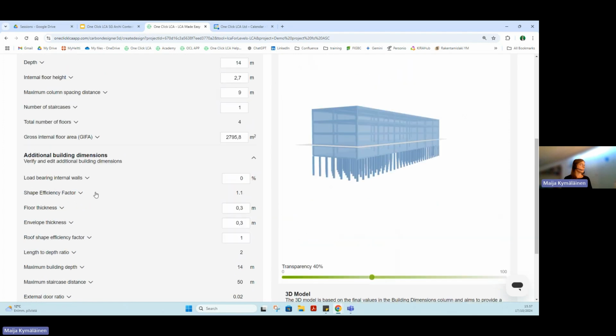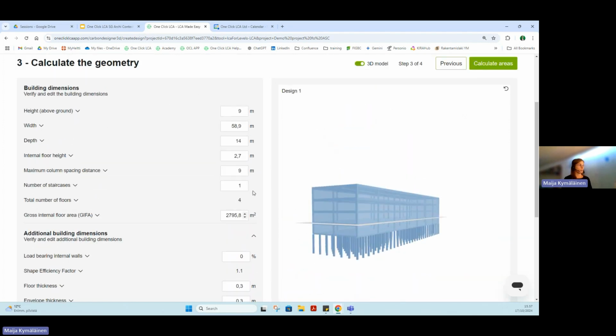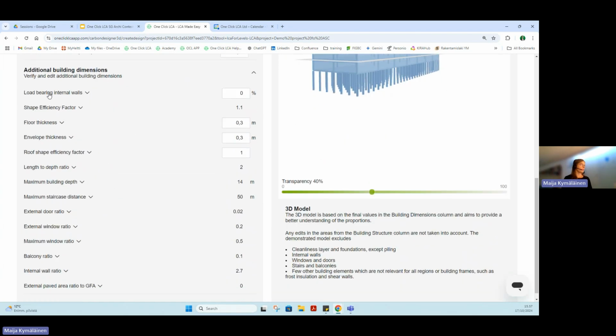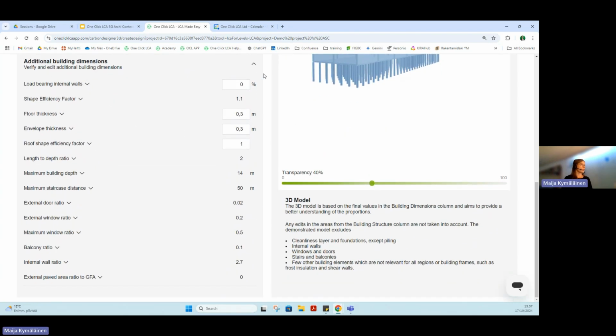So here you can change these numbers how you want. There's width, depth, internal floor height, and so on. So you can make it more narrow, taller, or more elongated if you want, depending on your inputs as well. So how many floors you had and so on. And then you can change these. If you had load-bearing internal walls, you could change the shear, floor thicknesses, and so on.